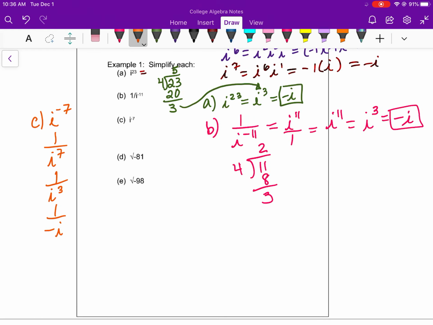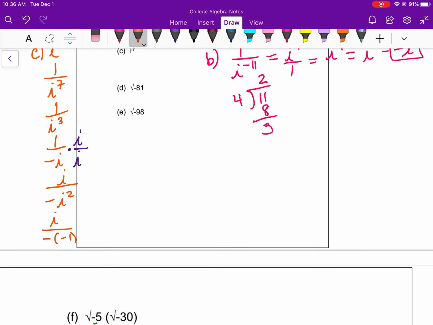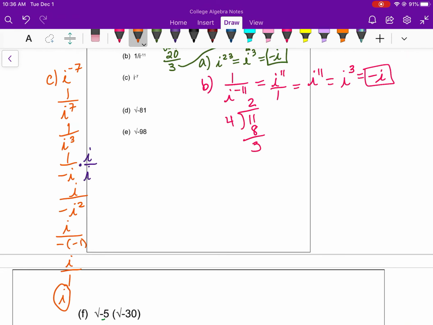That is like having a square root in the denominator. So I'm going to rationalize it by multiplying by another i, because now I have negative i squared on the bottom, i on the top, but I know that negative i squared is negative 1. i squared is negative 1. So I have i over 1, and that just comes down to be i. So that's all the work I would have for C.